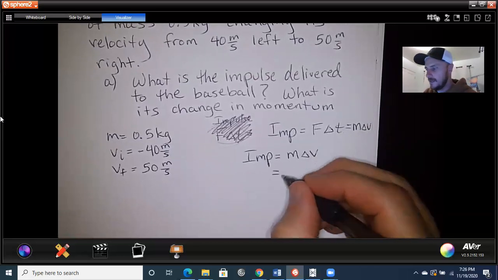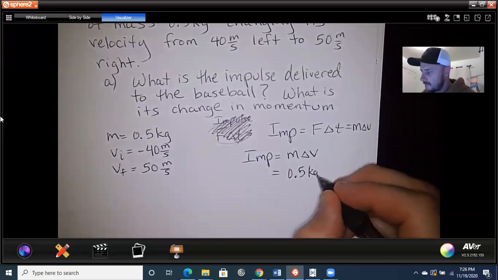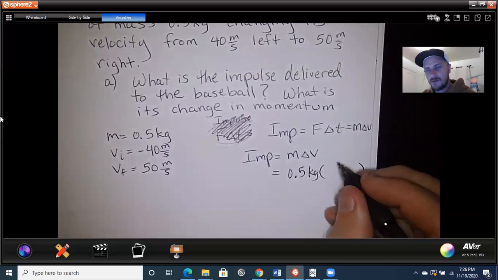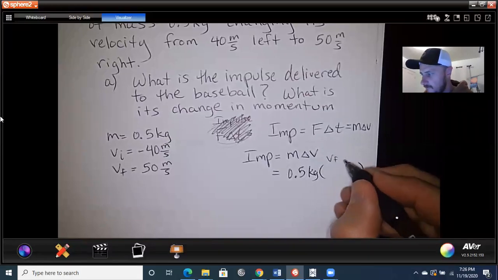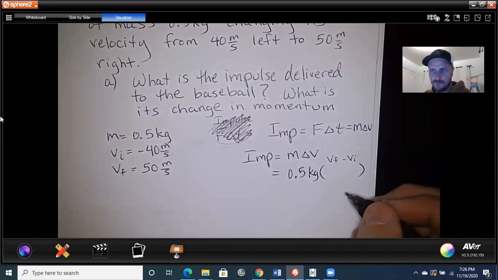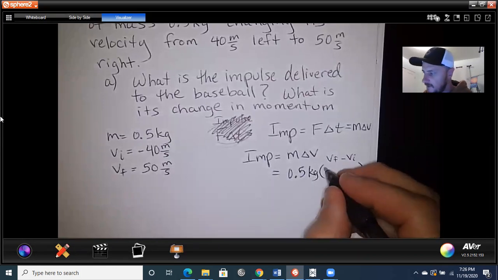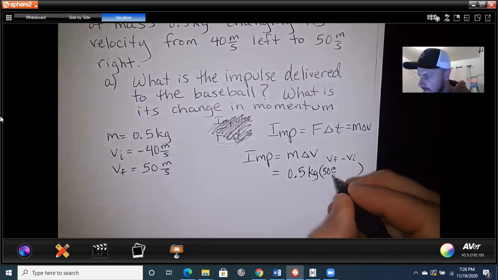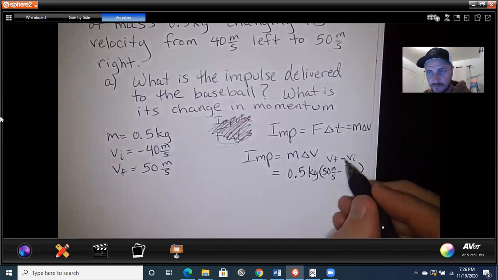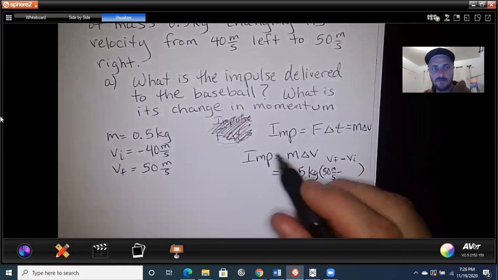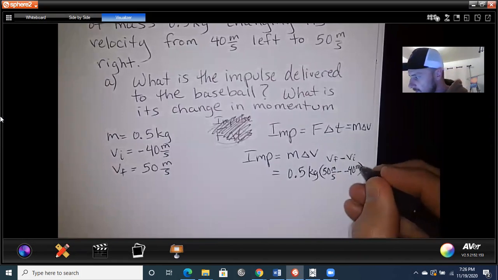What's m? 0.5 times what? Now remember, a delta V is a V final minus a V initial, right? That's what a delta V is. So I have to actually go in here and say, okay, well, it's 50 meters per second minus, because the delta has a minus in it, right? That's always there if you have a delta, minus a what? A negative 40. Negative 40 meters per second.